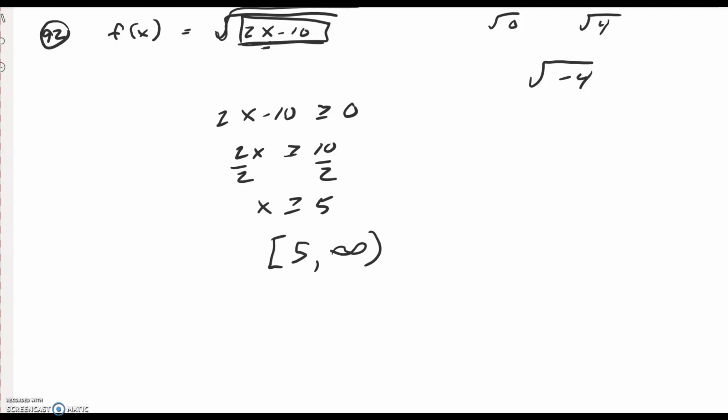As long as x is 5 or bigger, we can find out what the function's value is by doing 2 times x minus 10 and taking the square root. But if x is smaller than 5, we can't do that. We get stuck. And so this would be a representation of the domain. This tells us what x numbers we can actually use in this function.